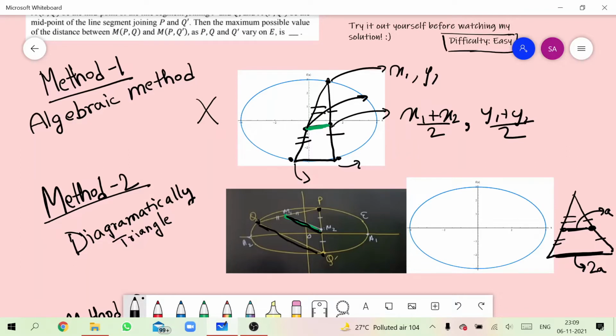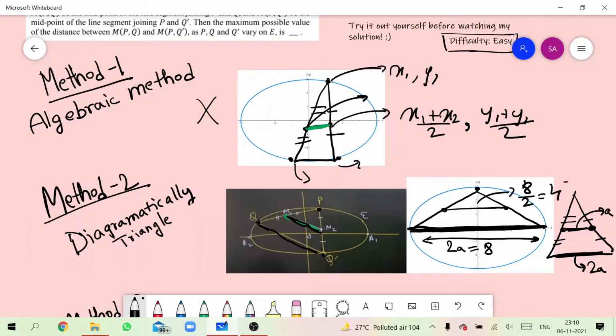To maximize QQ dash, we can see that the biggest possible length within this ellipse will be the major axis. There is no other larger length possible. The third point has to be here so that we can form the midpoints. We can see if this length is 2a, which is 8 as per the equation of the ellipse, then this will be 8 by 2, which is equal to 4. Hence the answer to our question is 4.